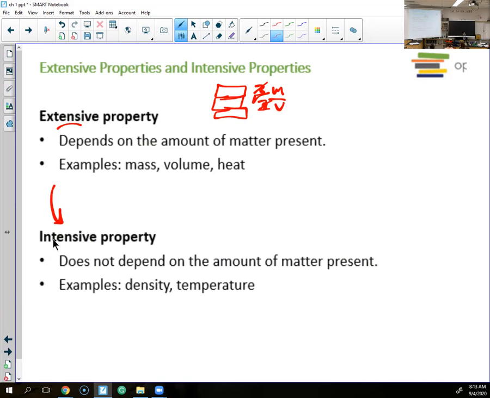And that's how I memorized it when I was your age. Intensive is independent of the amount of matter present. All right? And then extensive, I didn't bother memorizing that. If I have 2 things that are opposite, I only have to memorize 1. All right, so here we go. Here's what I would like you to talk about with your lab partner as well.